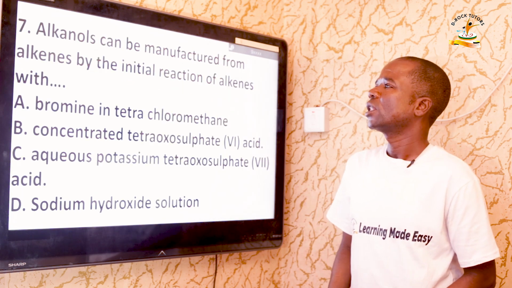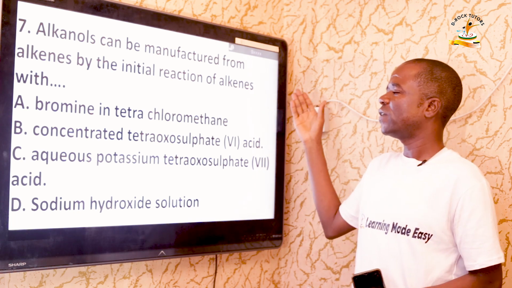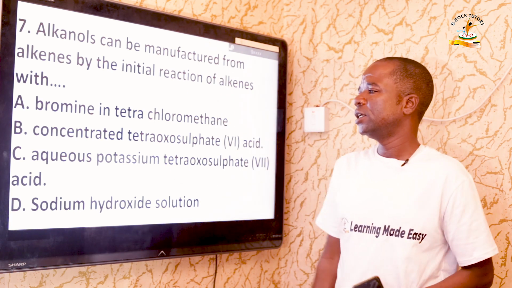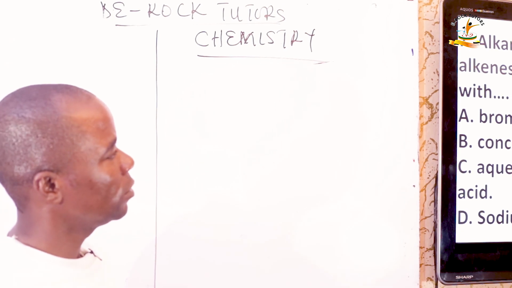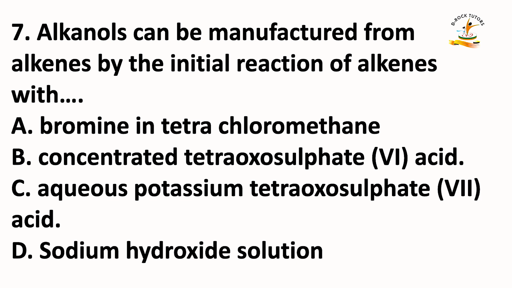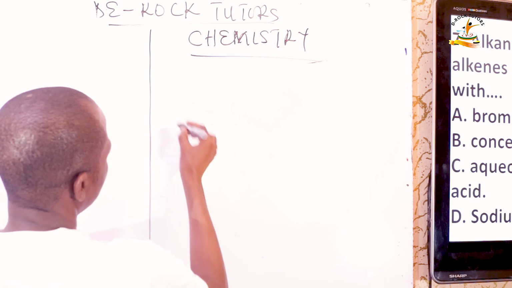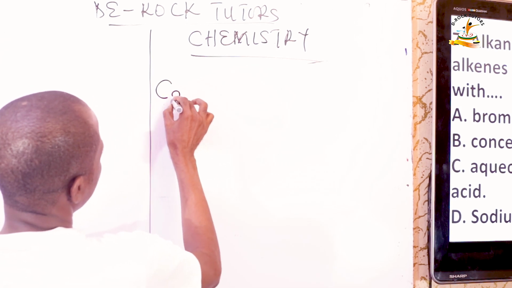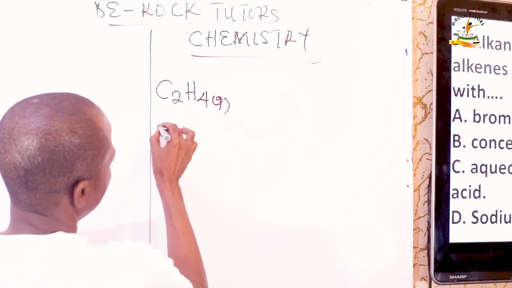Number 7. Alkanols can be manufactured from alkanes by the initial reaction of alkanes with... The correct answer here is B, concentrated tetraoxosulphate VI acid. Let's take a look at the board and see how. If you want to produce alkanols, we can do that by adding concentrated H2SO4 as follows. So let's say we want to produce ethanol. We can produce ethanol by adding concentrated H2SO4 to ethane. This is ethane.